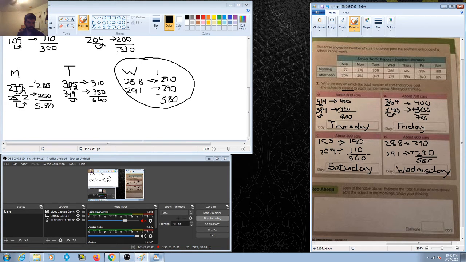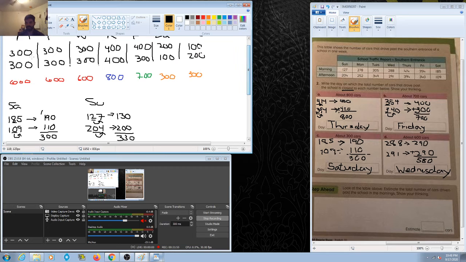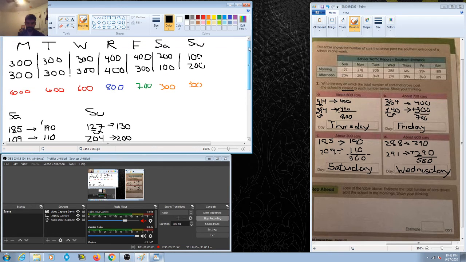Alrighty, so for the last question here, let's look at step ahead. It says, look at the table above. Estimate the total number of cars driven past the school in the mornings. Show your thinking. So what we can do here is I'm going to approach this in two ways. I'm going to first estimate to the nearest 100 by just adding up, kind of what we did with the columns up here. And then we're going to round to the nearest 10.